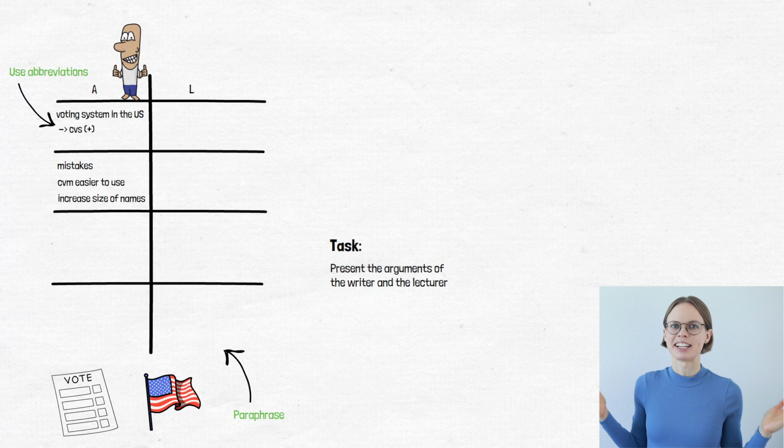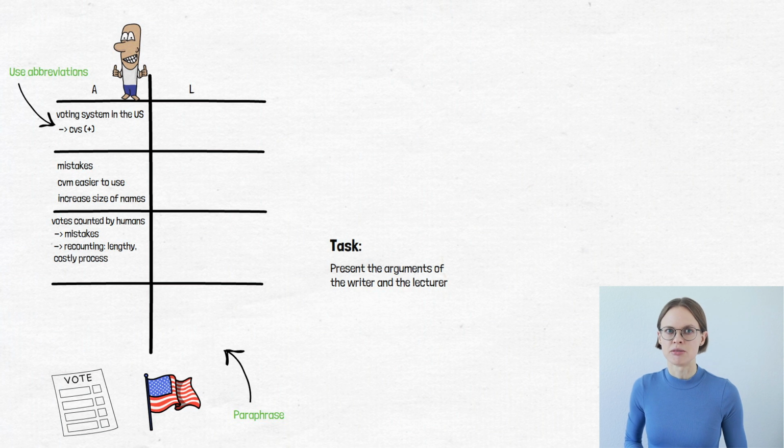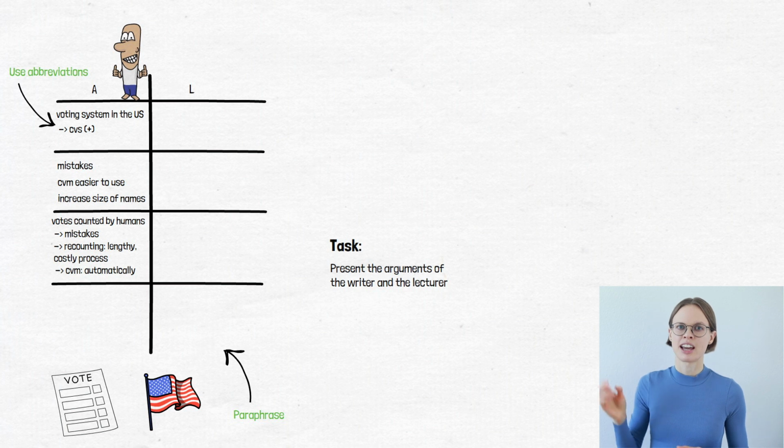The second argument of the author is that in traditional voting, votes have to be counted by humans. This means that mistakes are nearly unavoidable, and this can lead to a lengthy and costly process of votes having to be recounted. He further states that computerized voting machines count votes automatically and thus they eliminate the human error that we have in the traditional voting system. Let's have a look at the last argument of the author.